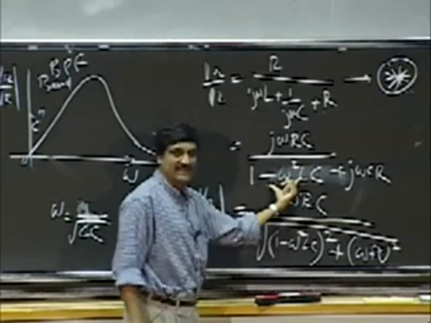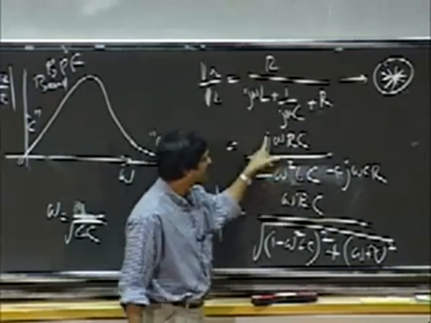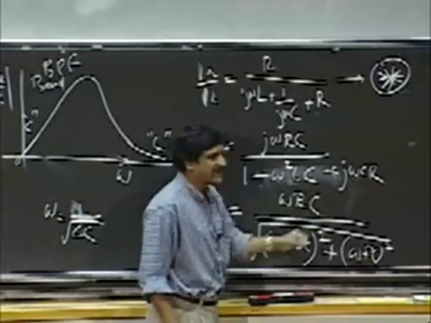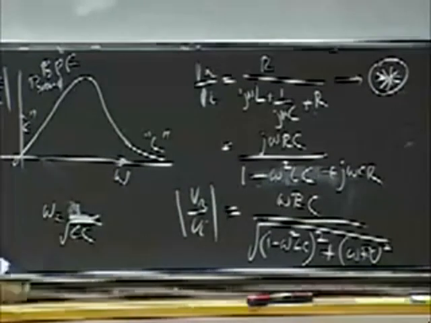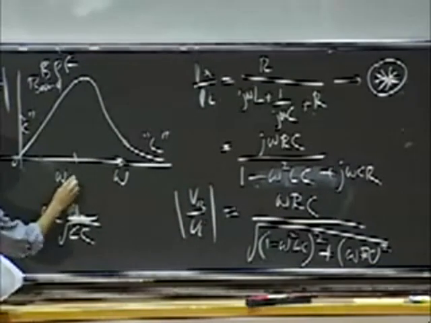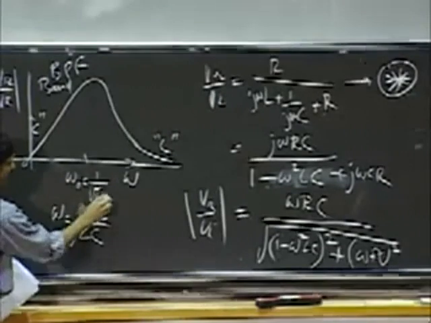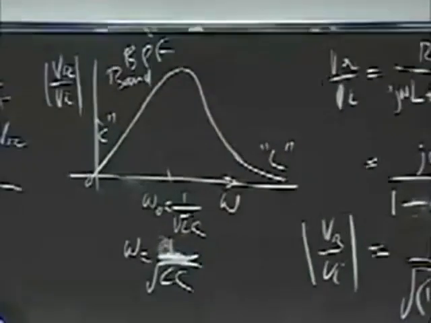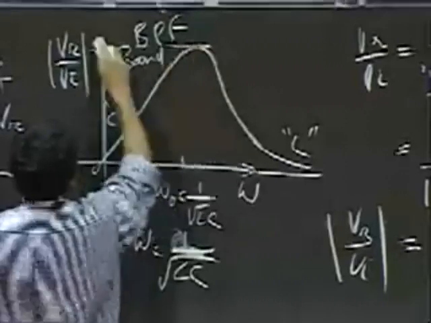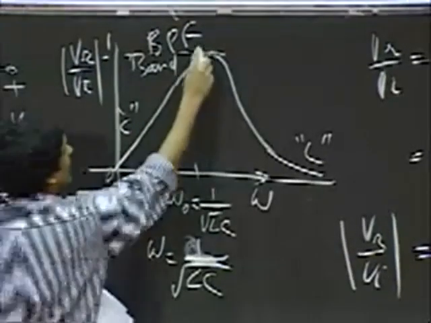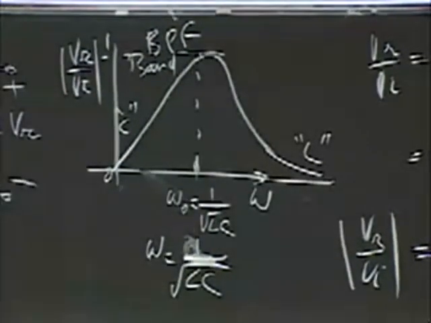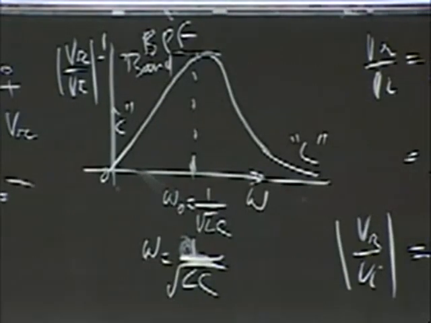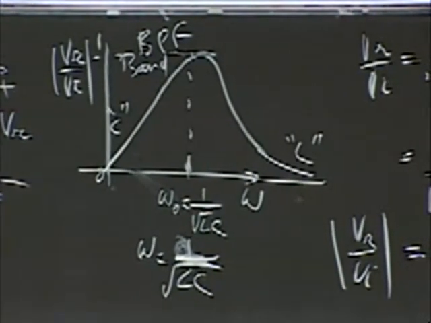Okay? And not only that, when these cancel out, these two cancel out as well at that point. So I end up getting a 1. Which means that when omega equals omega naught equals 1 by square root of LC, I end up getting a value that is 1.